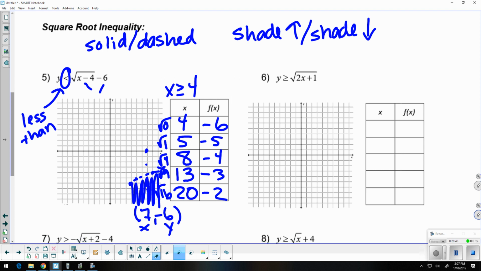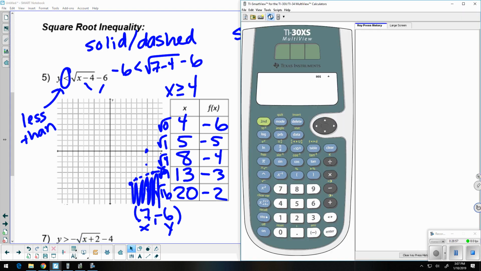So if I plug these numbers in, if I had -6 for y, I know it's going to be less than the square root of 7 minus 4 minus 6. So if I actually go through the calculation of this, if I do 7 minus 4, well, that's 3. Now I need to take the square root of 3, and that gives me this number, and then subtract away the 6, that's the last part.